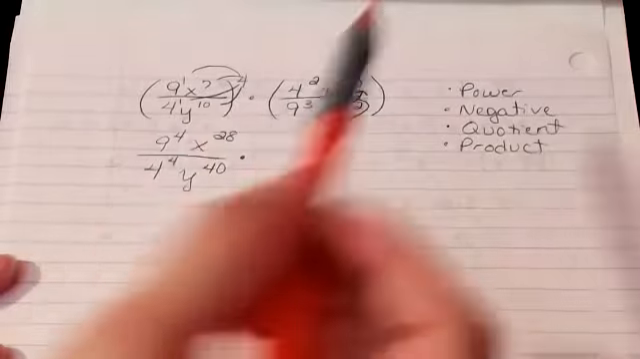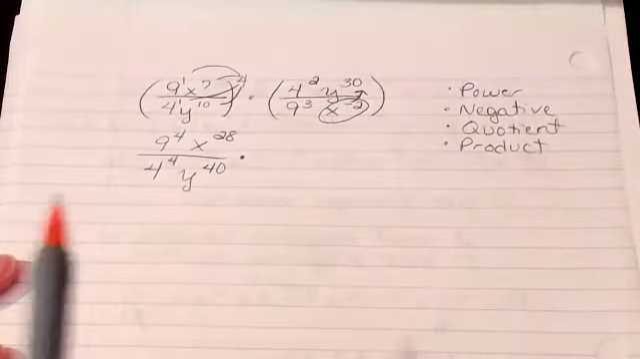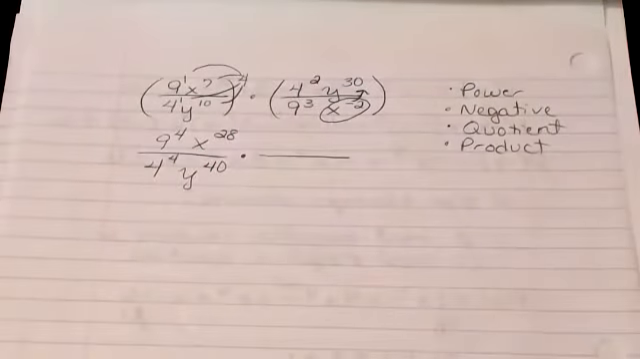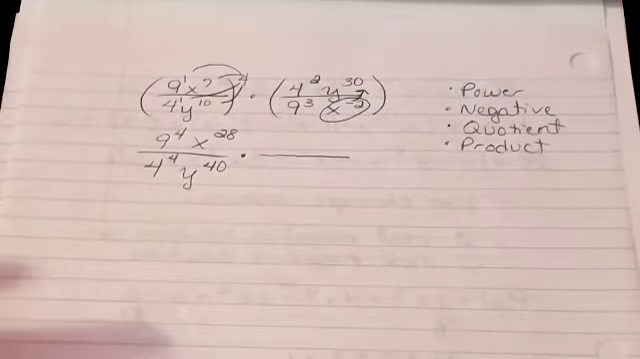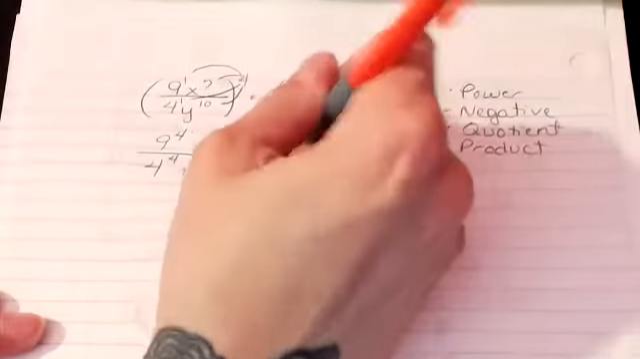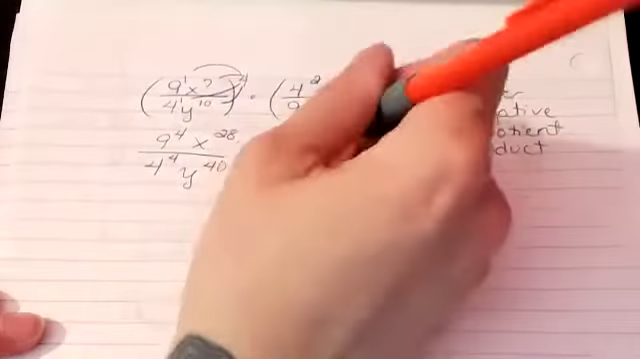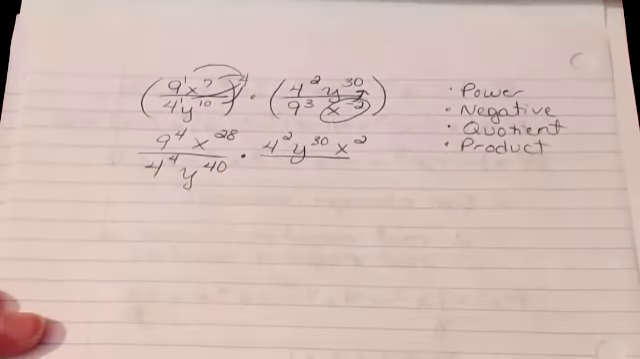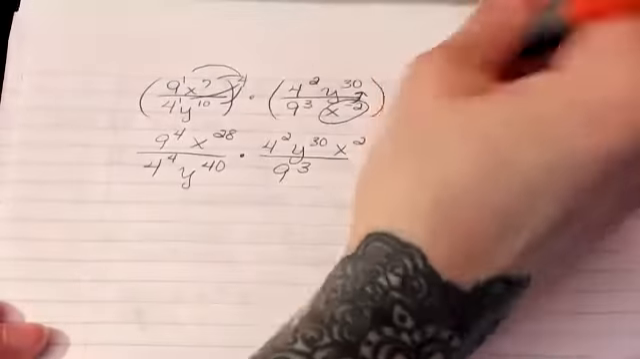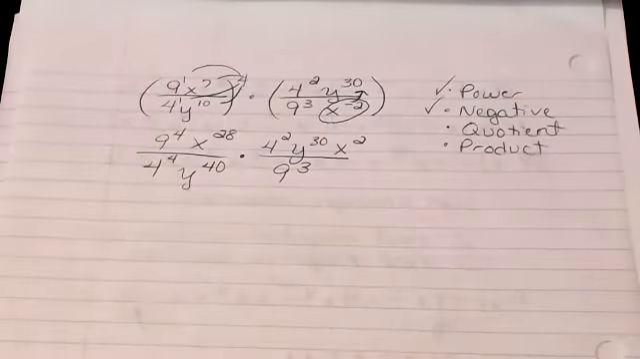So far, so good. The next thing I note is that there is no power on the outside of this set of parentheses, so I'm actually just going to drop the set of parentheses. Everything is being multiplied together, so it doesn't matter that we have parentheses or not. We understand that everything is being multiplied. I still have a 4 to the 2nd power. I have a y to the 30th. And now that x to the power of 2 is going to join in the numerator. In the denominator, I have a 9 to the 3rd. Okay, at this point, we can make note that we applied both of those rules.